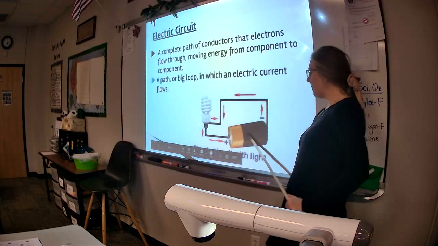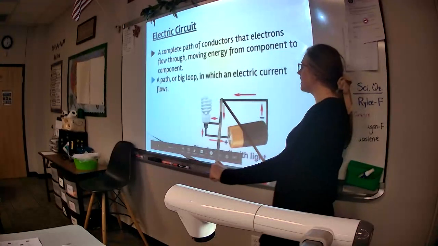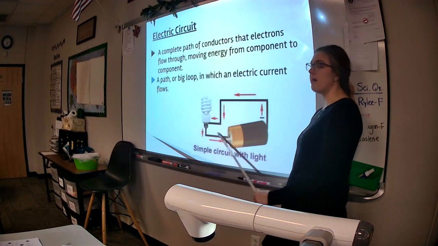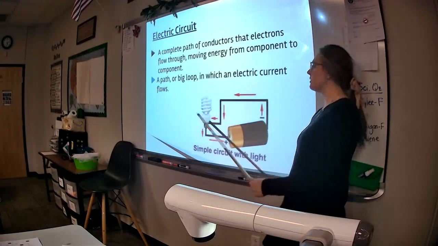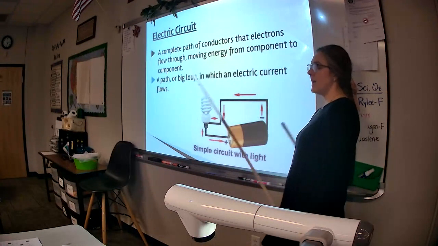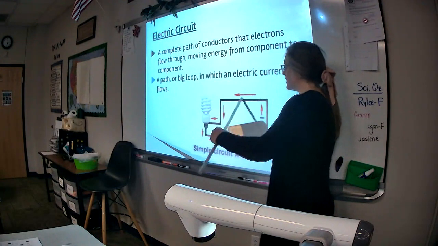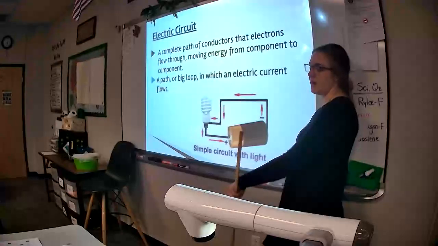But the path the electrons flow through is on the conductor. Again, if your connectors or the wiring are made of an insulator, the circuit will not work. It's got to be a complete path of conductors that will transfer the electricity.